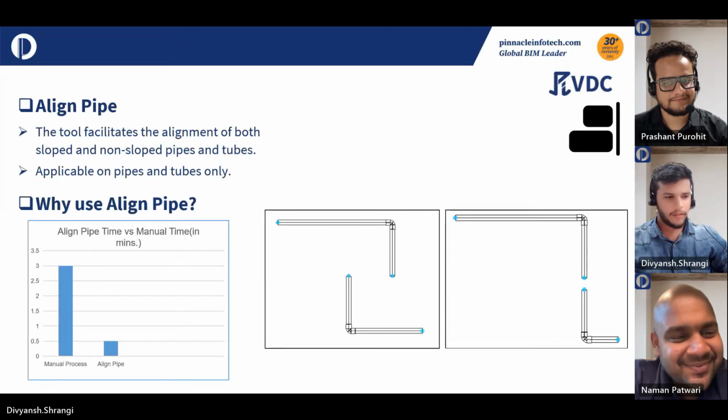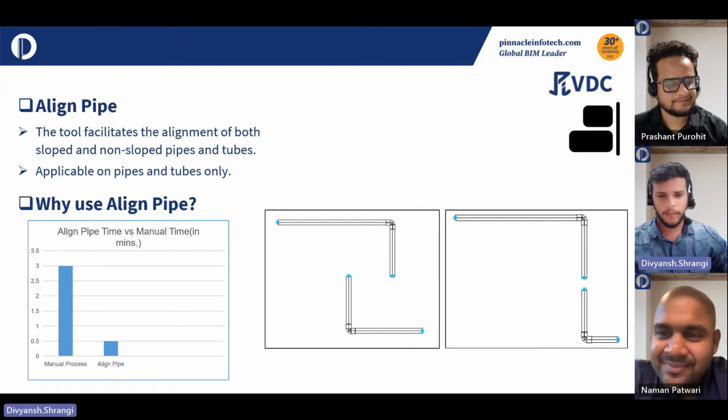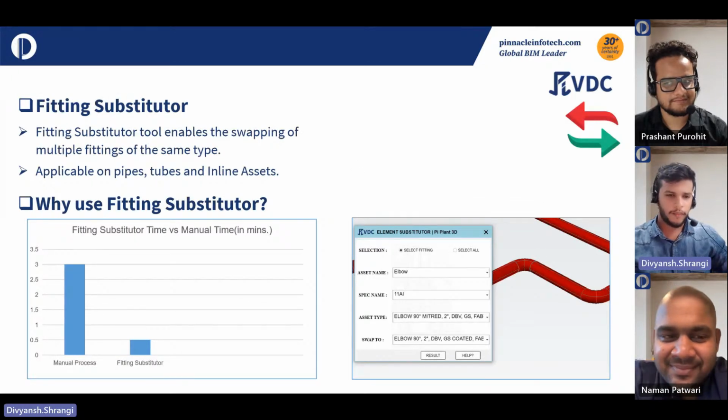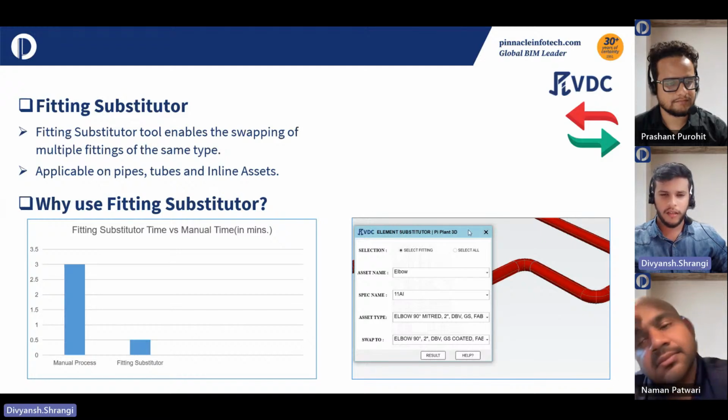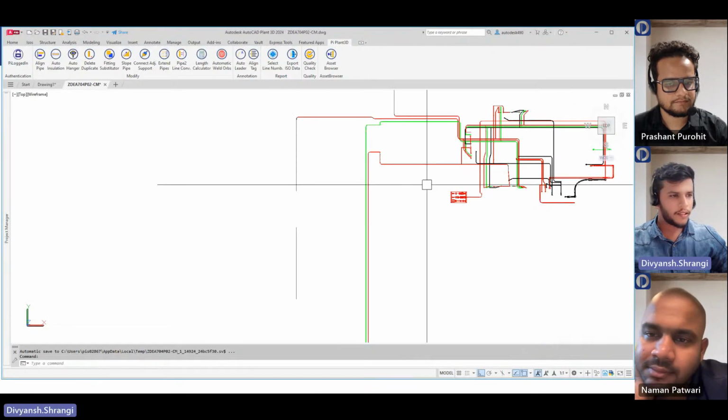Yes, so moving to the next tool of our Pipeline 3D toolset, that is this Fitting Substitutor. This tool also enables the swapping of multiple fittings of the same type in Plant 3D, as by default there is again no such feature by which we can substitute multiple fittings at a time. So we have to swap each and every fitting individually using the substitute grip, which again requires a lot of manual work. So first we will look into the working of this tool in our Plant 3D session.